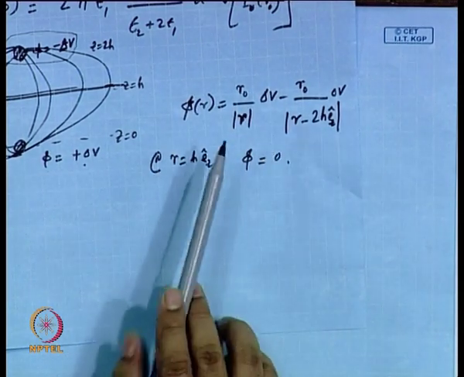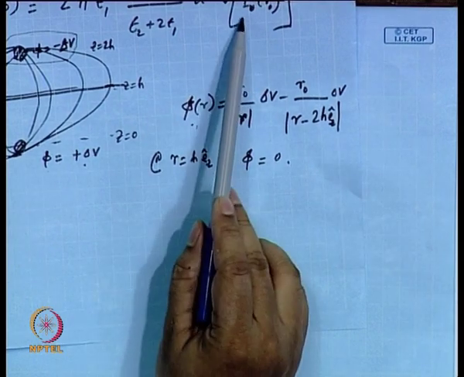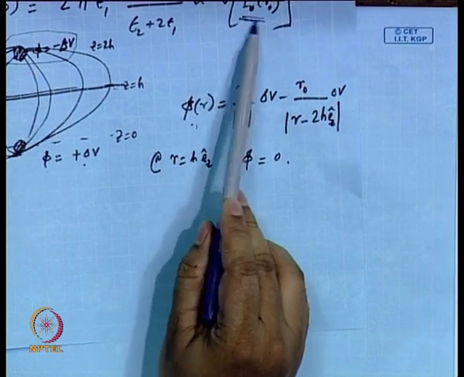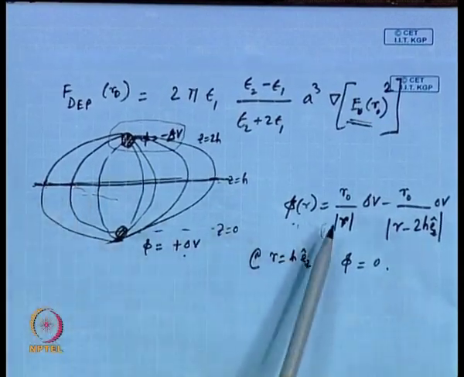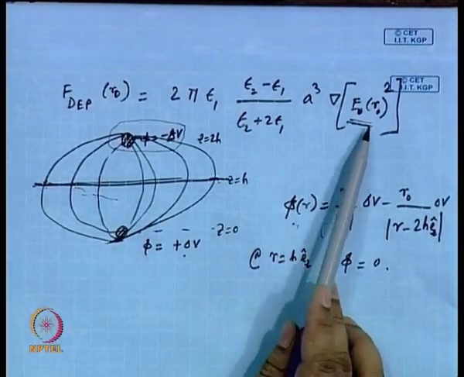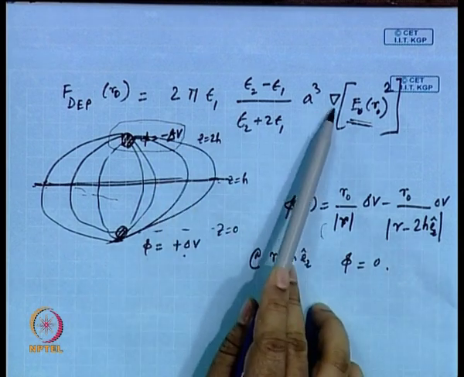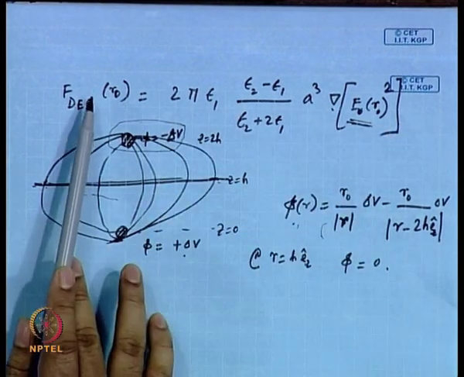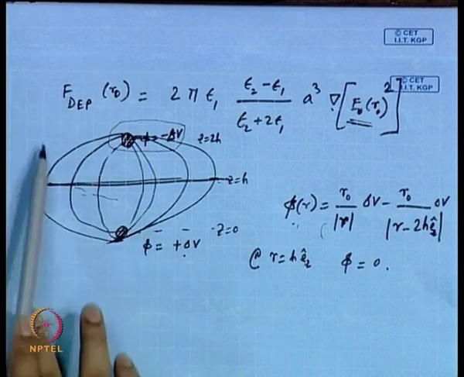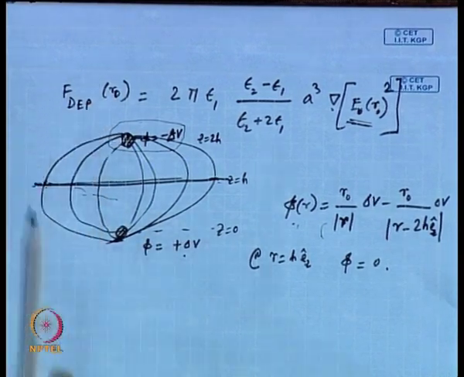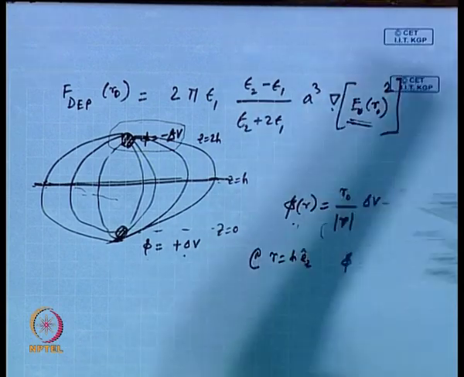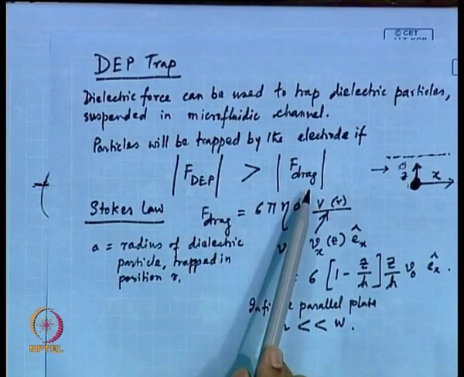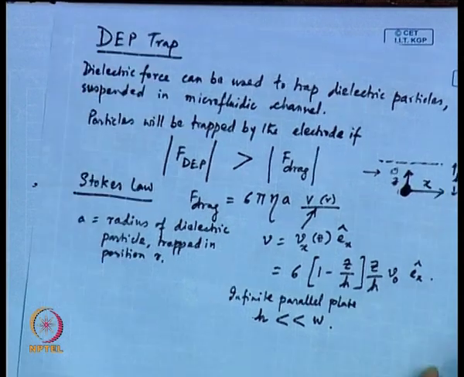So, from this you can get some idea of what should be the electric field here, and then impose that electric field in this expression and take the derivative of it, and then you can get the final expression for F_DEP. The idea is to equate this F_DEP with our original inequality expression of F_DEP with F_drag and come up with the expression for V0.